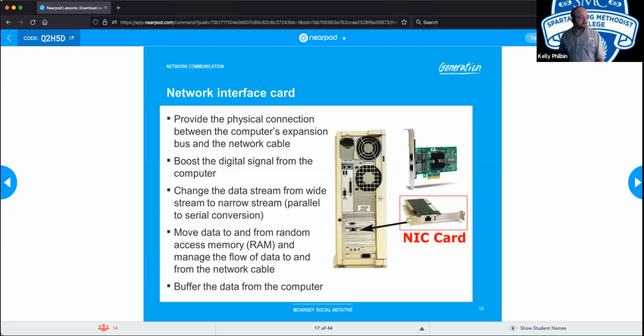Now, this can boost the digital signal from the computer itself, and it can change the data stream from a wide stream to a narrow stream, or parallel to serial conversion. And it can move data from the RAM and manage the flow of data from the network cable itself. So it does wear a couple different hats, but for the most part, it is used to interface the network with your computer.